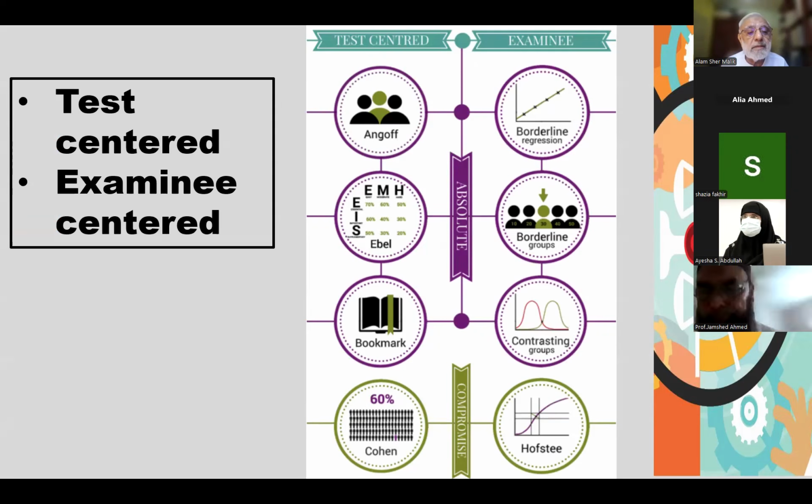Next, methods of standard setting can be divided into two: test-centered and examinee-centered. Test-centered, for example the Angoff method, means that we are looking at the examination questions, whereas examinee-centered means that we are looking at the performance of the students. We will be going into detail of the Angoff method in test-centered and borderline regression in examinee-centered. So these would be the examples of these methods.